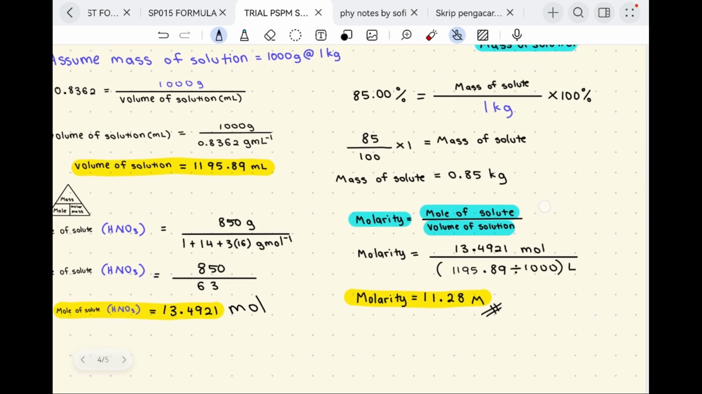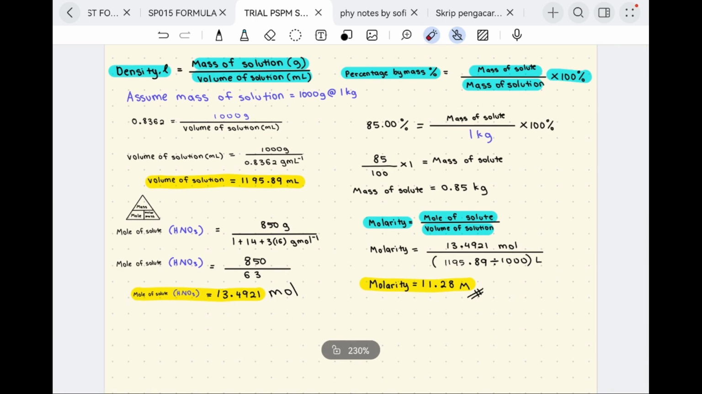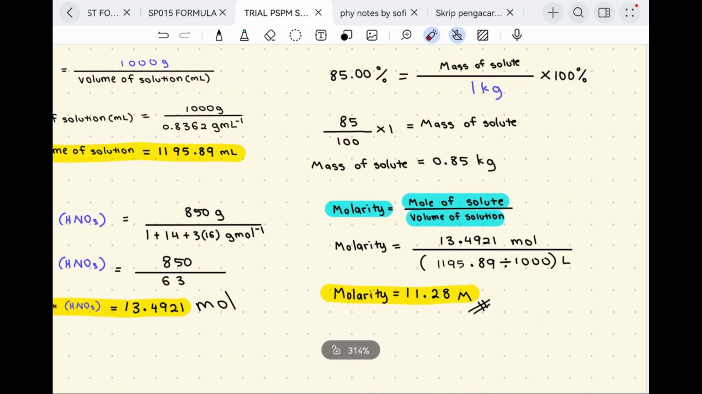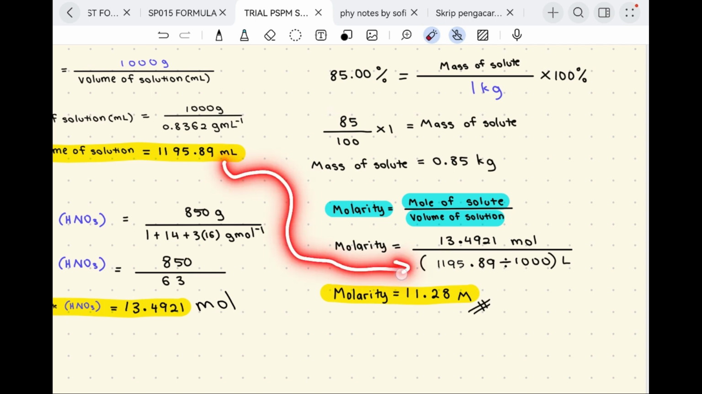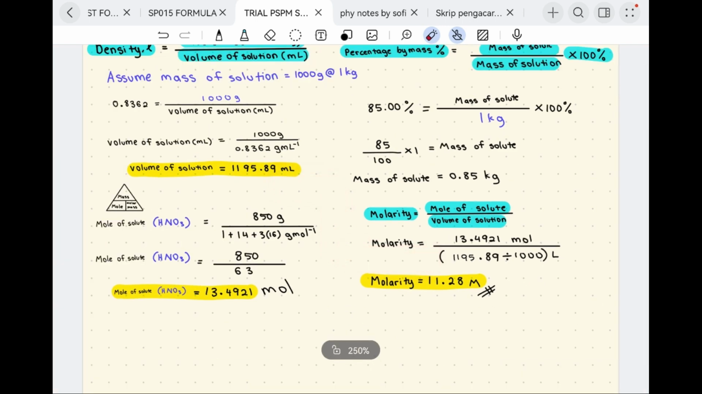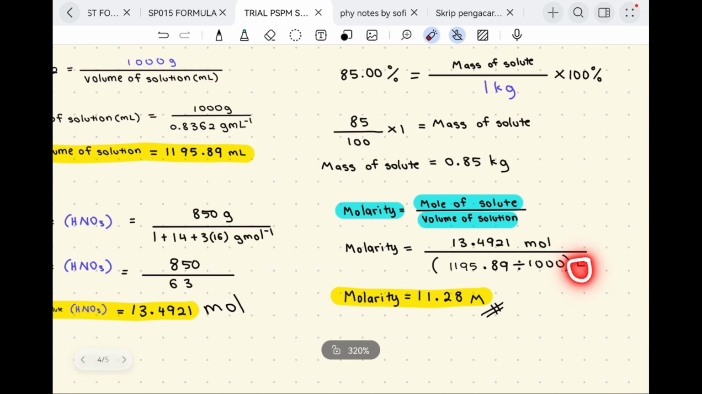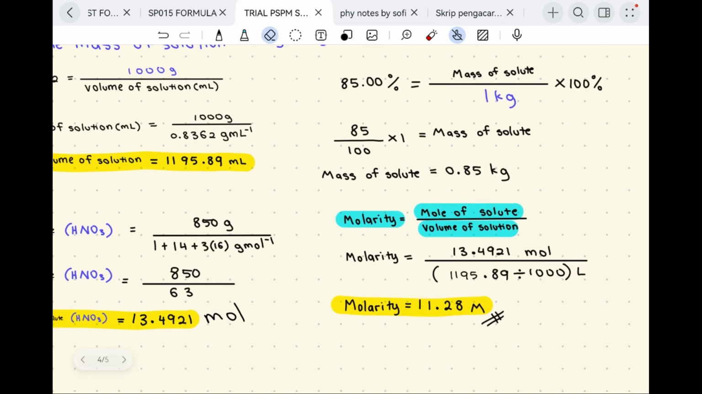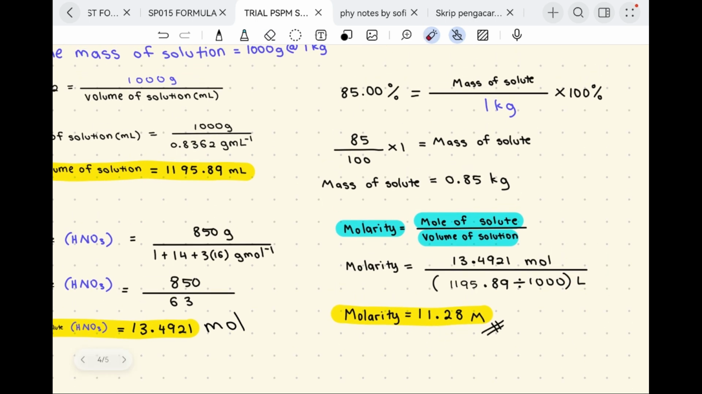Okay. And now we know the mole of solute and the volume of solution, and we can now find the molarity of the solution. Because we calculated the volume of solution from density and obtained it in milliliter, we need to convert it into the SI unit, which is liter, and the molarity obtained will be 11.28.